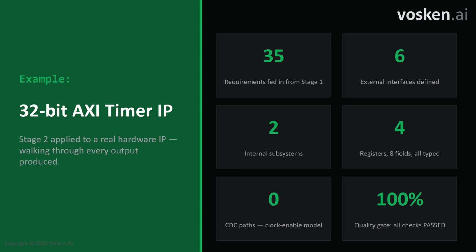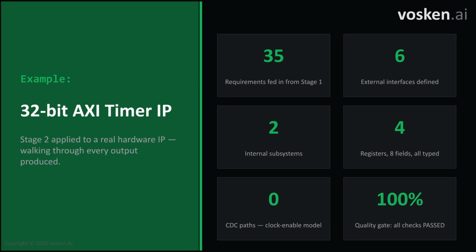Now let's walk through the AXI timer as a concrete example. All the flows we discussed, the 6-stage pipeline, the protocol library, the review loop, and the quality gate, were applied to this real 32-bit AXI Timer IP.